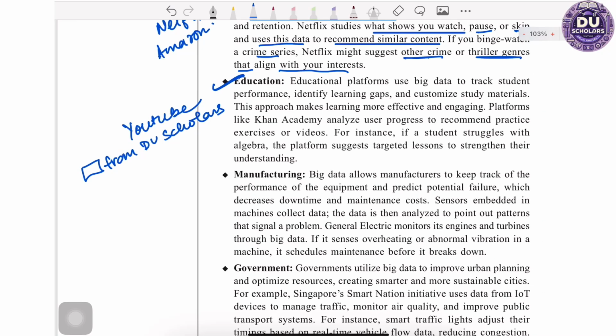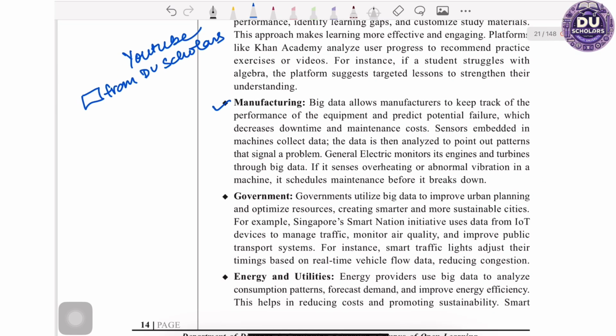So talking about the manufacturing industry, big data allows manufacturers to keep track of the performance of equipment and predict potential failure, which decreases downtime and maintenance cost. Sensors embedded in machines collect data, and the data is then analyzed to point out patterns that signal a problem, right? So General Electric monitors the engines and turbines through big data. It senses overheating or abnormal vibrations, and it schedules maintenance before it breaks down, right? So that's the manufacturing industry.